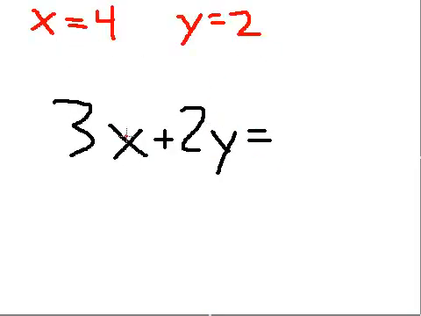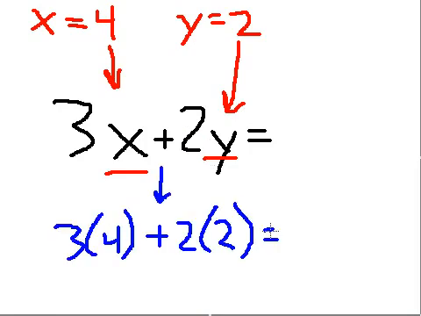Alright, let's say that x equals 4 and y equals 2. If we plug these values in for our letter variables here, we'll be able to solve this pretty easily. When we rewrite our problem, we get something like this: 3 times 4 plus 2 times 2.